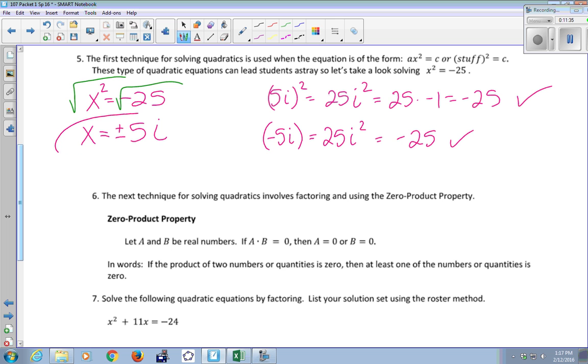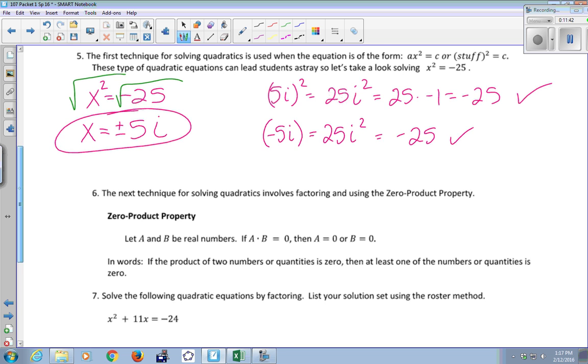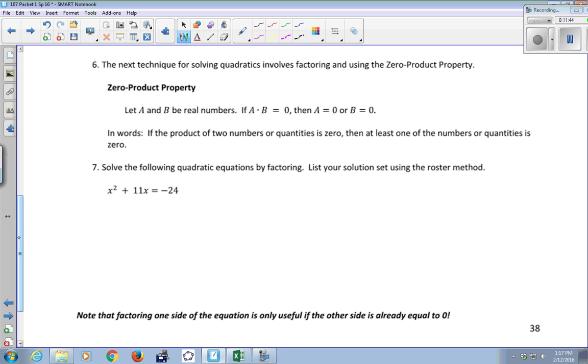All right, so that's one technique: take the square root of both sides and figure out what x is. Okay, so my next technique for solving quadratics involves factoring and using the zero product property.